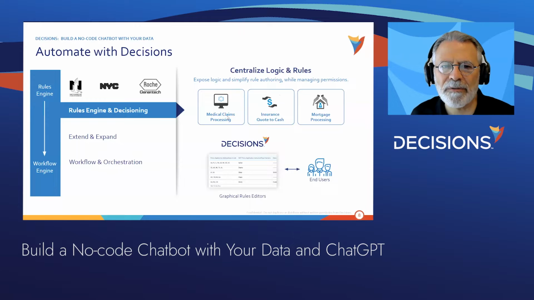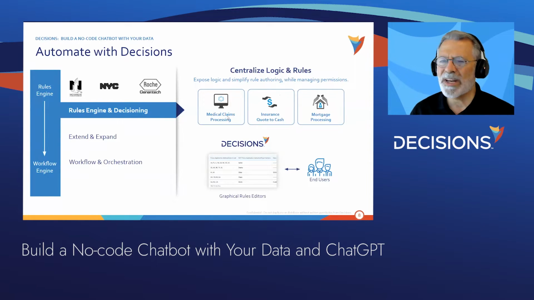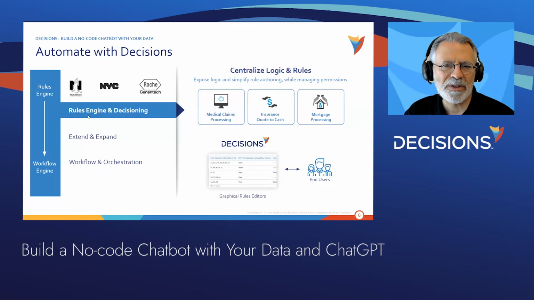I've only got like 3 or 4 slides here as an overview of Decisions. So what is Decisions? We're a no-code business process automation platform that helps companies build complex software quickly. There's 3 use cases common to Decisions. The first is rule engine and decisioning.